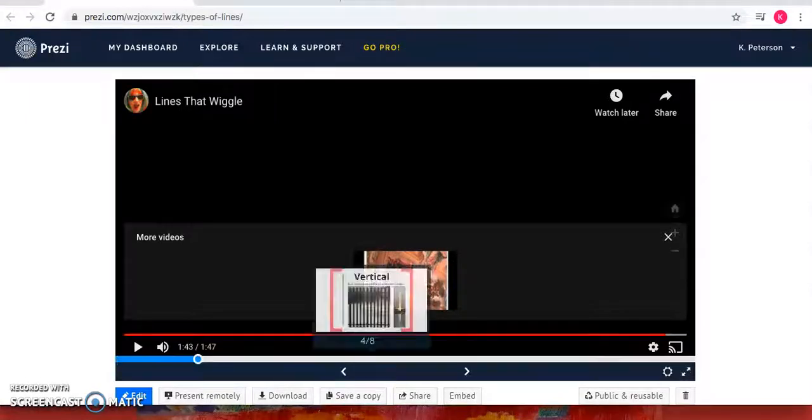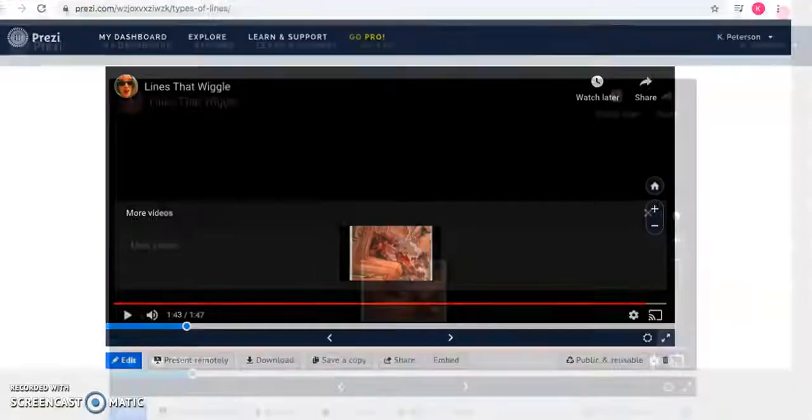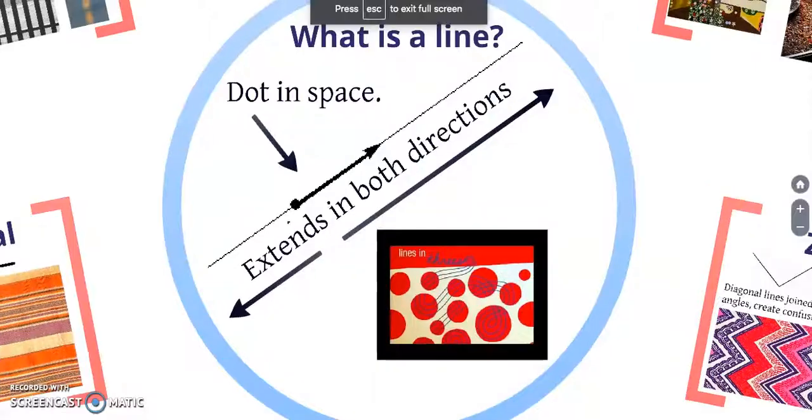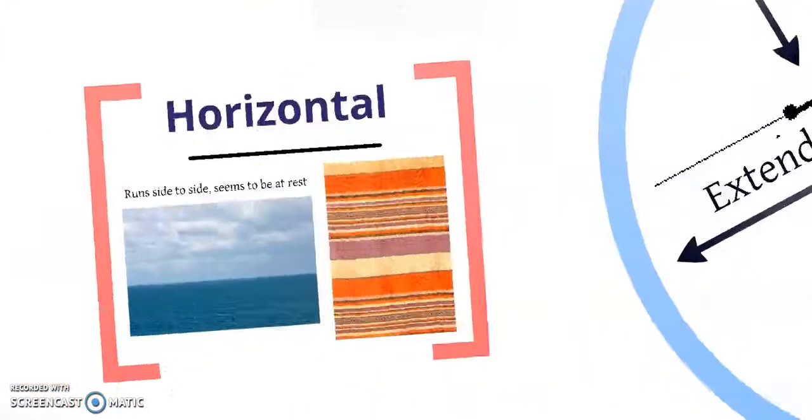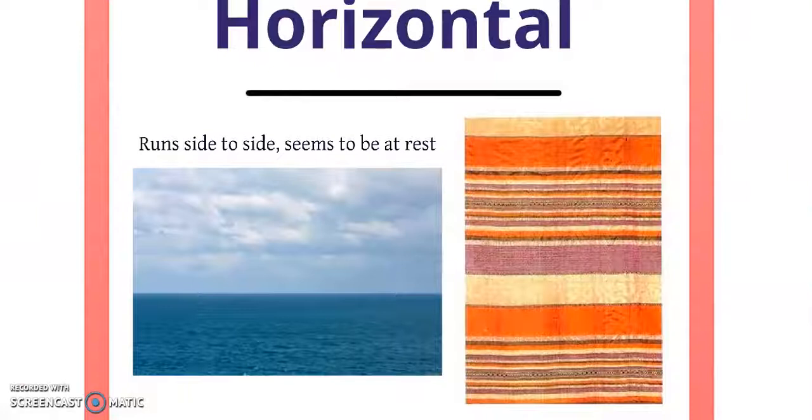So that was Lines That Wiggle, my favorite line story. Let's get back to talking about lines. The first type of line we're going to talk about is a horizontal line. A horizontal line is a straight line that runs side to side. It seems to be at rest.